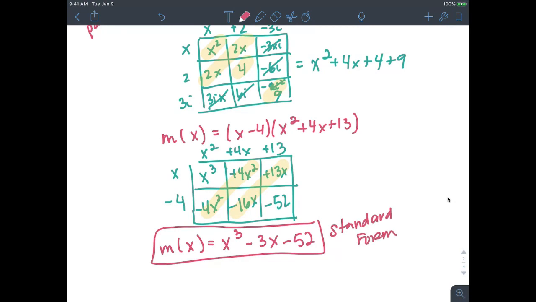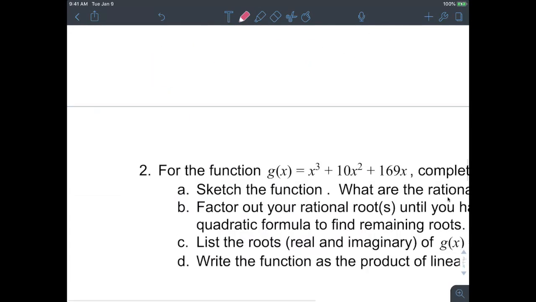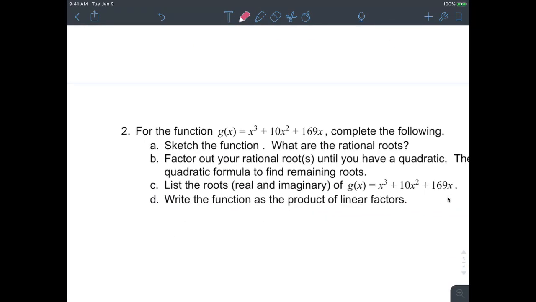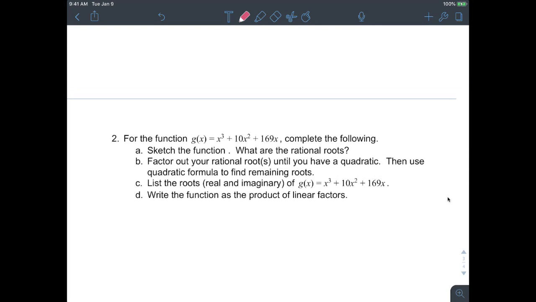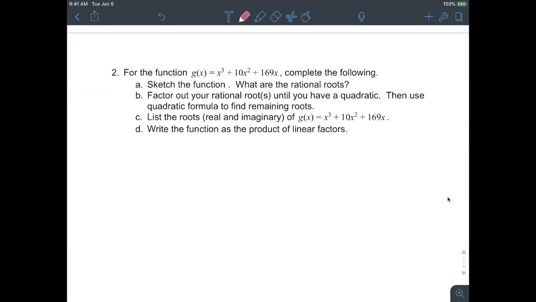All right, next one and last one for today. Here we go. So for the function, now we're going to deconstruct our standard form equation. So this is standard form. And we're going to write it ultimately as a product of linear factors. So remember, we're factoring. So here's what I do.